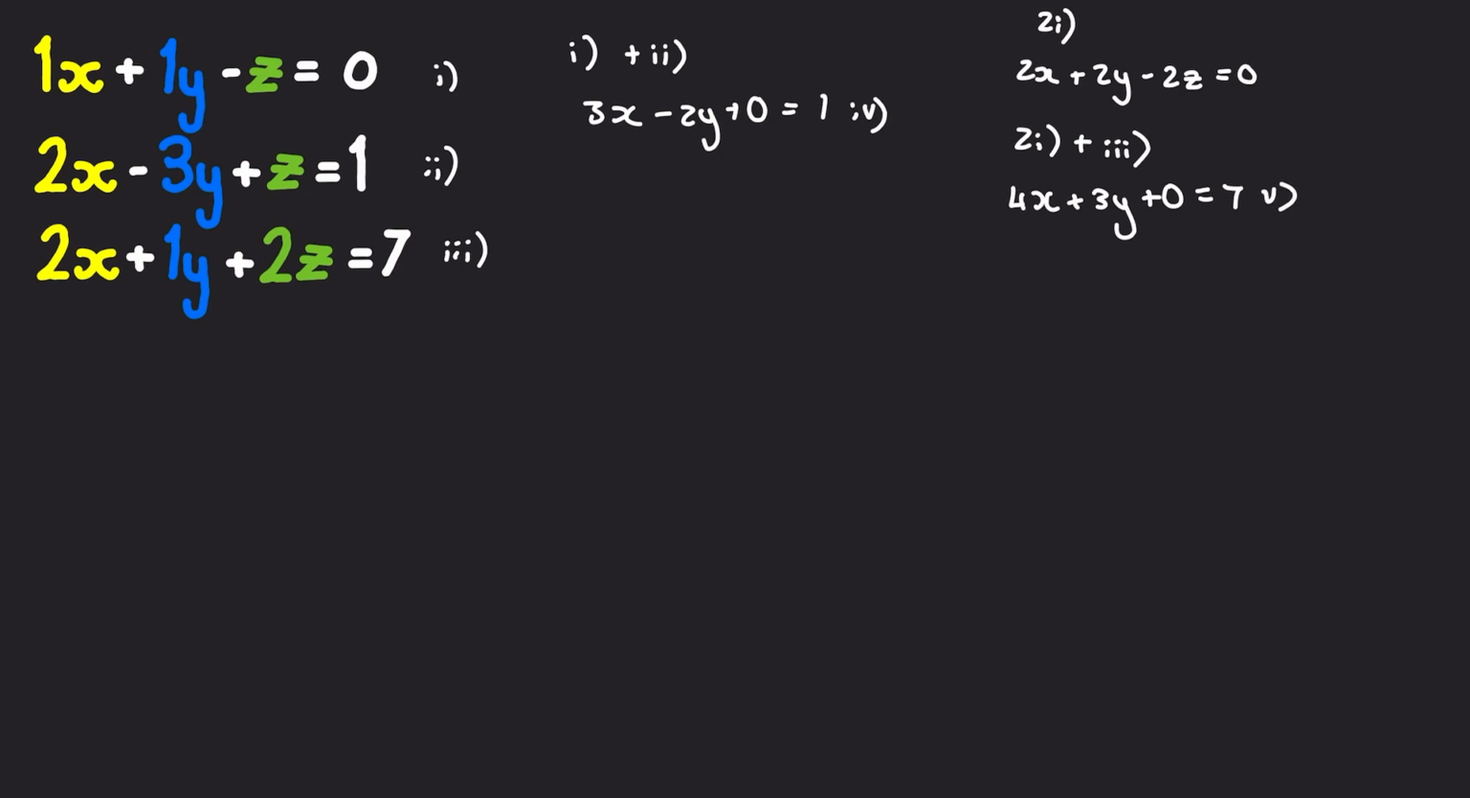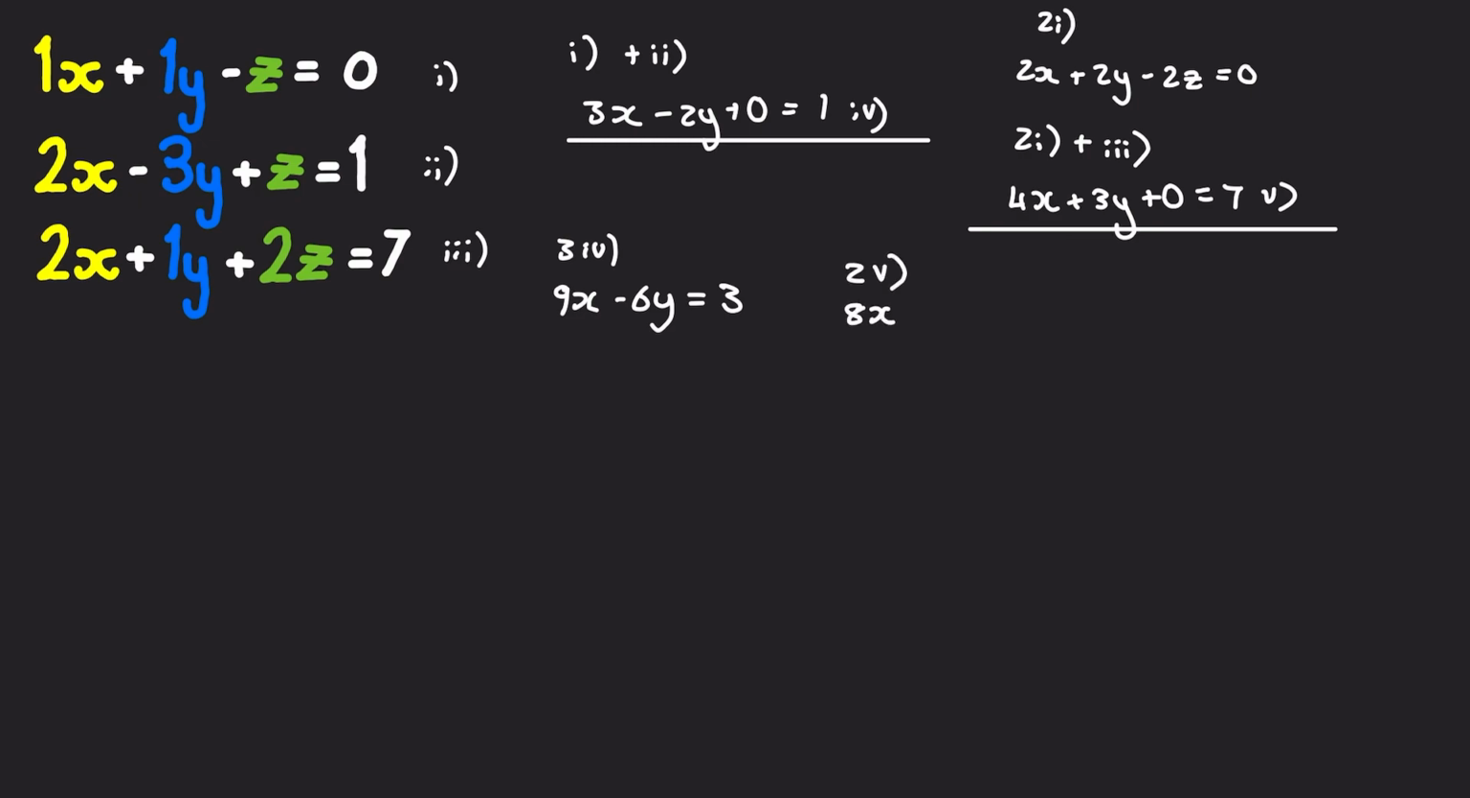And you can see now that I have two equations with two variables. These are my two new equations. Now let's say I want to cancel out y. I'm going to times equation 4 by 3 and get 9x minus 6y equal to 3. And I'm going to times equation 5 by 2 and get 8x plus 6y equal to 14, timesing 2 by everything.